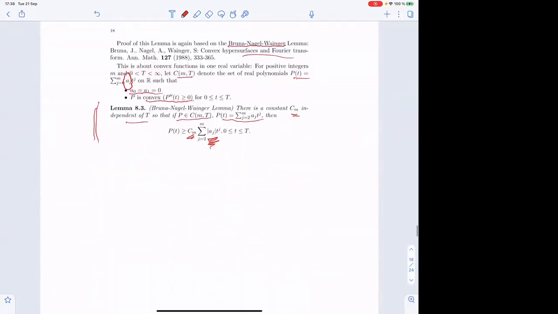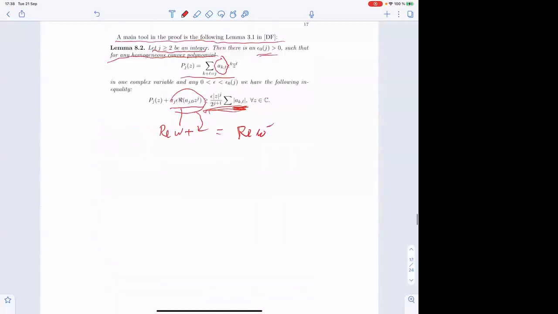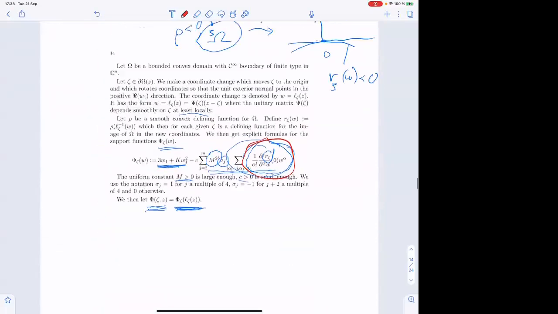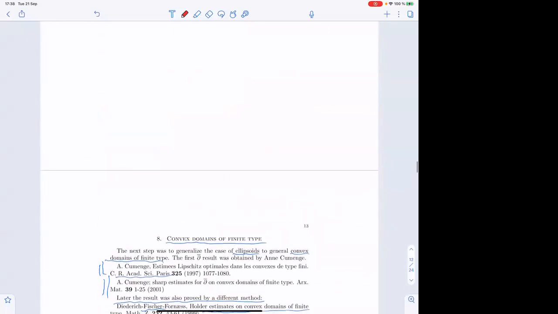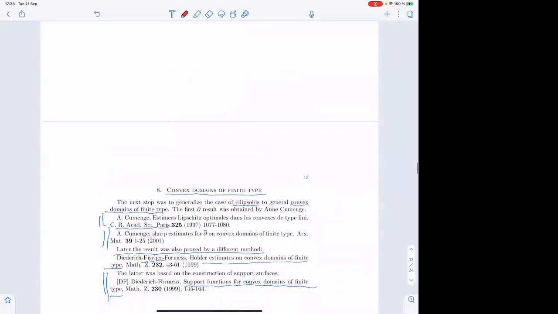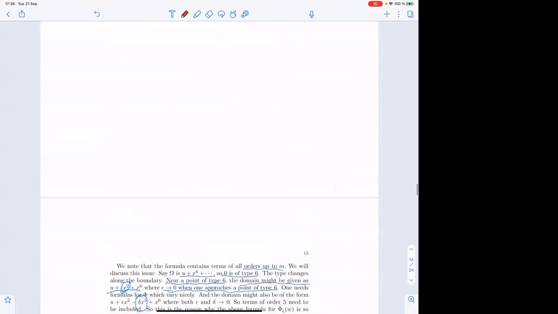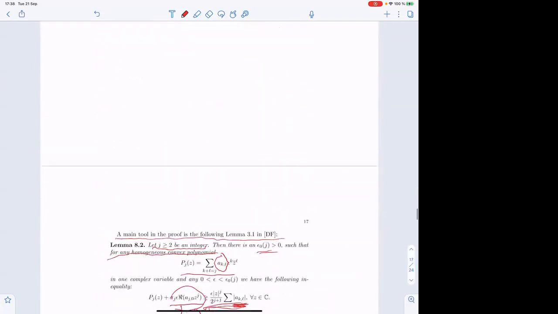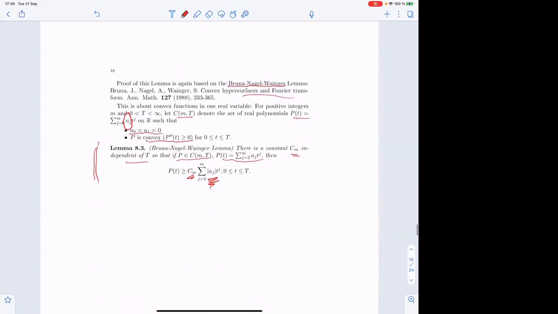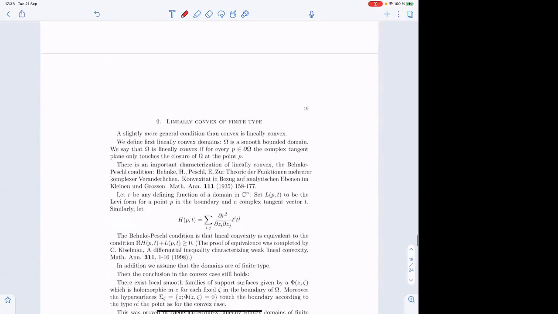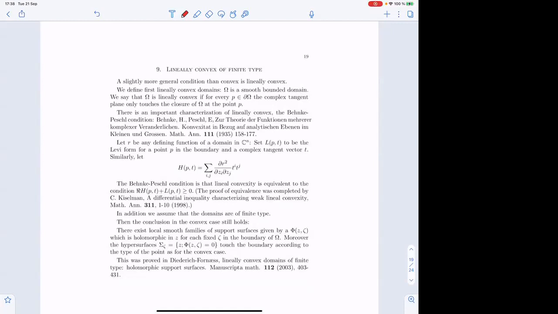So this is what I want to say about convex domains of finite type. Support surfaces for convex domains of finite type. Okay, then I want to mention briefly that there is something slightly more general than convex domain. It's called linearly convex, or linear convex. I don't know, all sorts of notations.